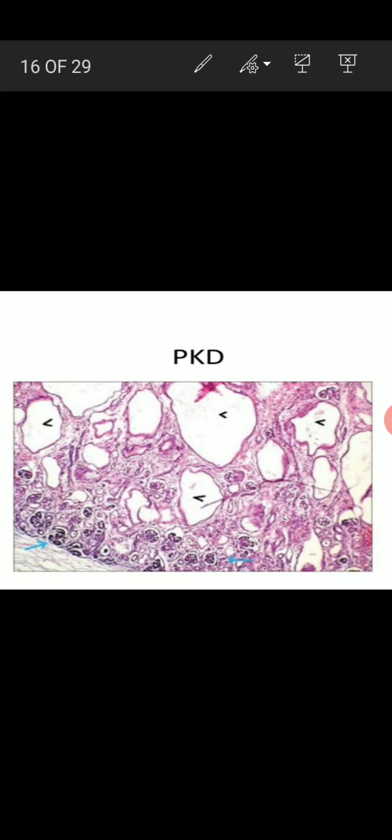The microscopic appearance of adult polycystic kidney disease shows the renal parenchyma is replaced by cysts. So here the entire renal parenchyma is replaced by the cysts. These are the cysts, and these cysts are lined by flattened epithelium. This is the lining of the cyst.